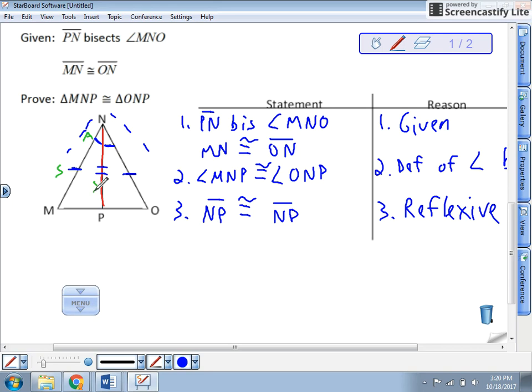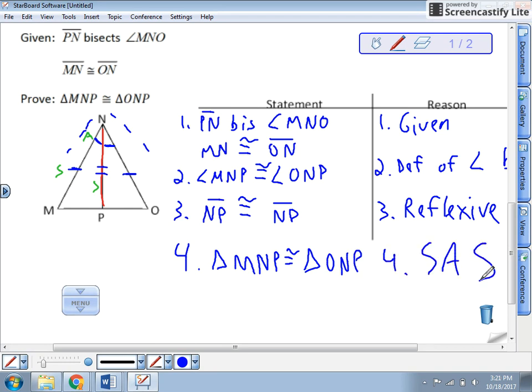I always end with what I'm trying to prove. So there's our final step: triangle MNP is congruent to triangle ONP. And the reason, side, angle, side. And there you have two quick examples on how to prove triangles congruent using side, angle, side and side, side, side.